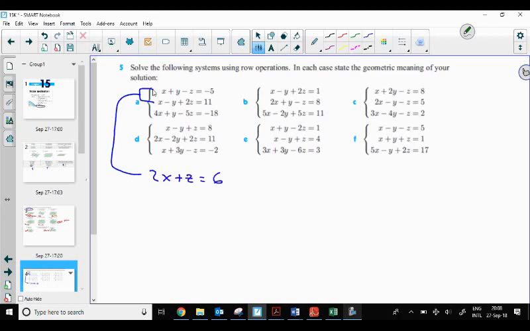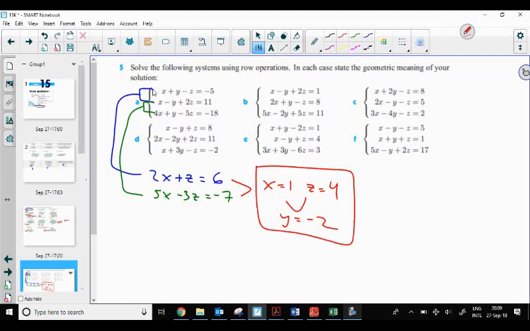If I then take the second and the third equations and I add them together, that'll give me 5x minus 3z is equal to -7. And if I then solve those 2 equations, I'm going to get x equals 1 and z equals 4. Putting those back into any of the original 3, I'm going to get y equals -2. Since I've gotten a value for each of my 3 variables, this particular system represents 3 planes that are intersecting in a unique point. The point (1, -2, 4).